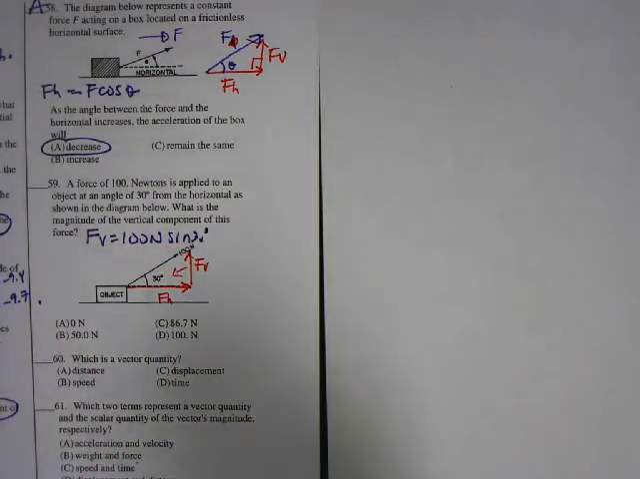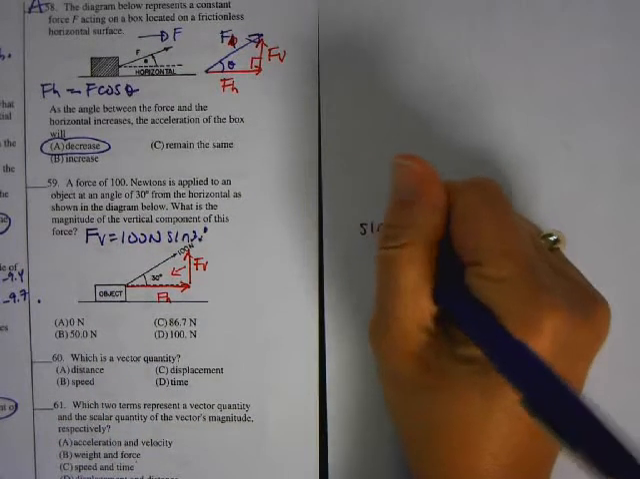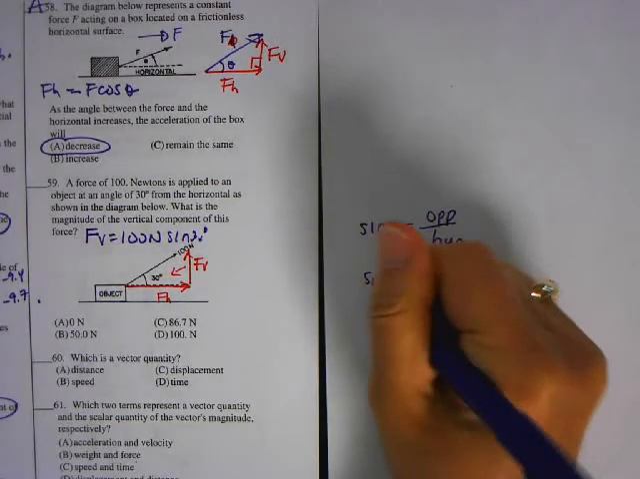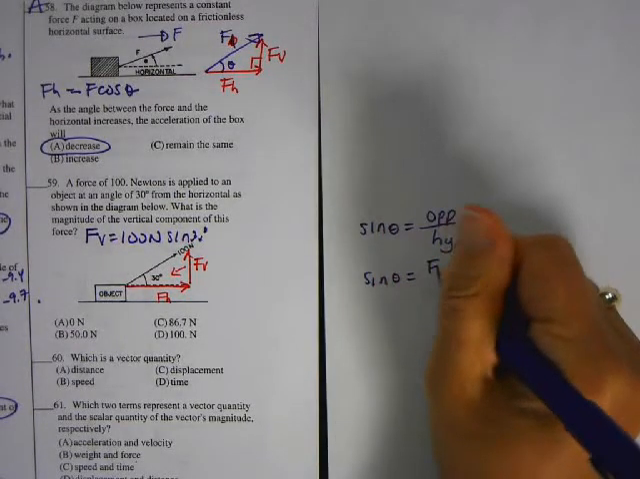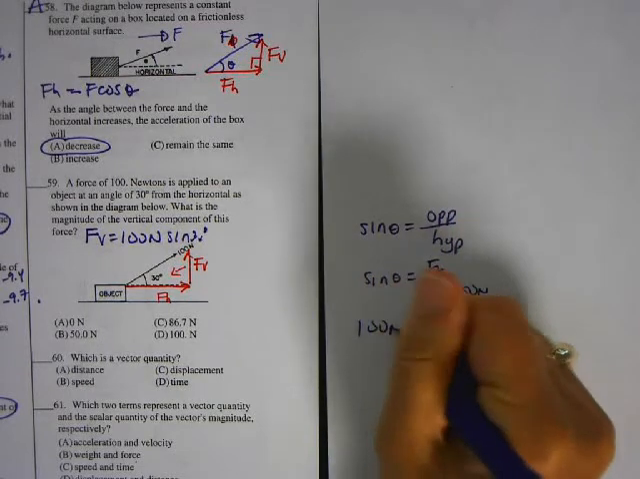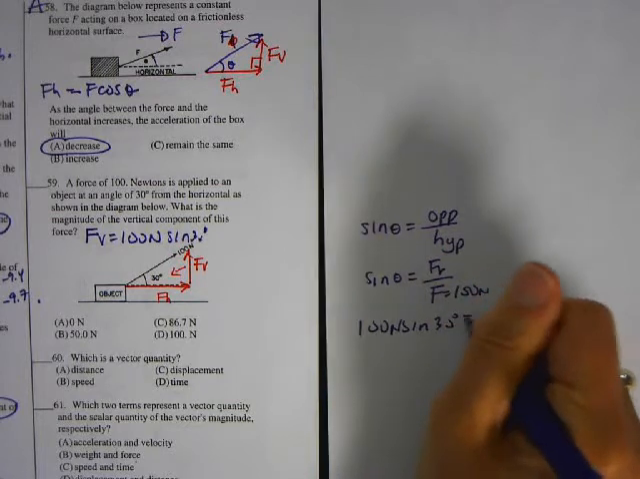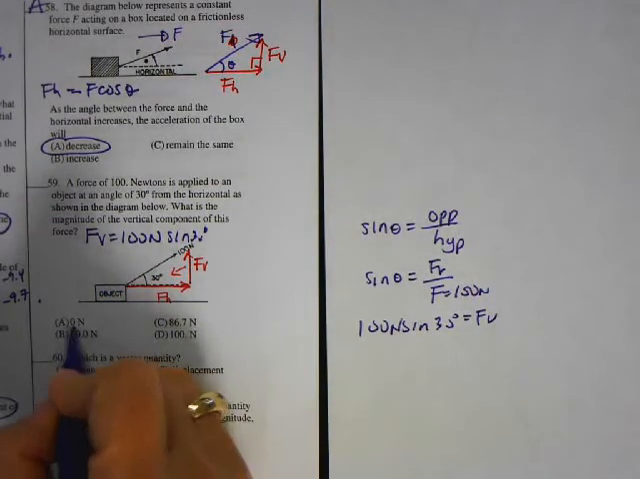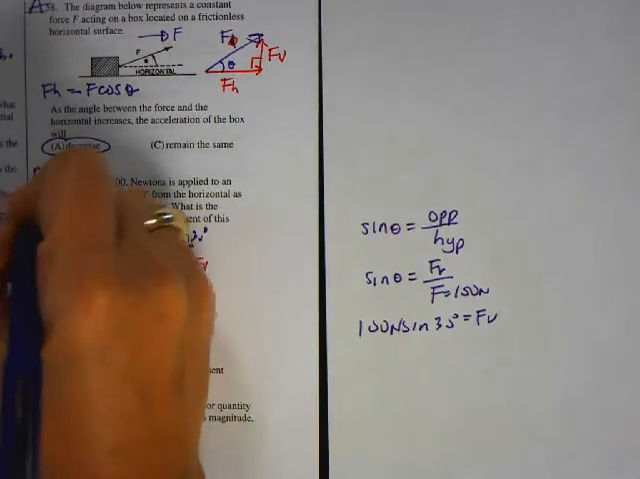If you're not sure how to do this, just write out the definition. Sine of theta is opposite over hypotenuse. Sine of theta is opposite, FV, over the hypotenuse F, which is 100. So 100 times the sine of 30 is equal to FV. When I do that on my calculator, it comes out to be 50.